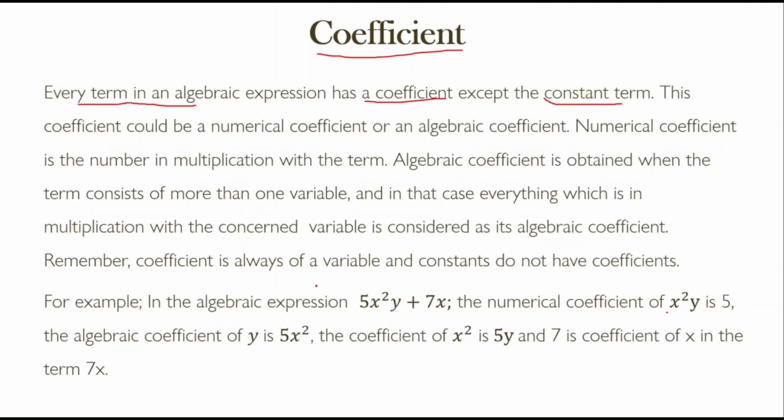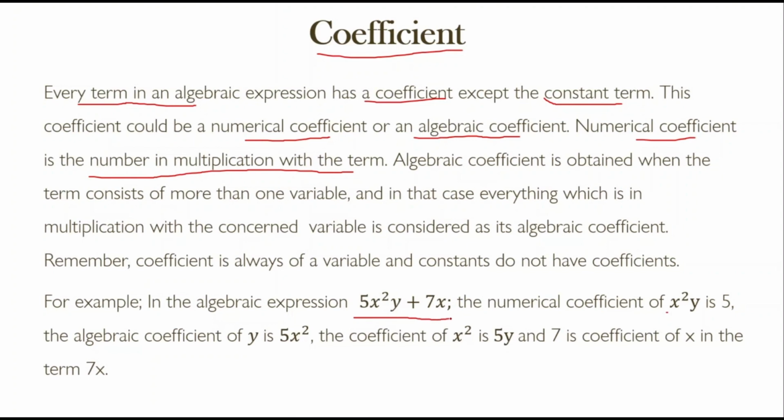Please remember this thing that constants do not have a coefficient, but apart from constant terms, whatever terms would be there in an algebraic expression, they will be having a coefficient always and always. Now, this coefficient could be a numerical coefficient or an algebraic coefficient. Numerical coefficient is something which is the number in multiplication with the term.